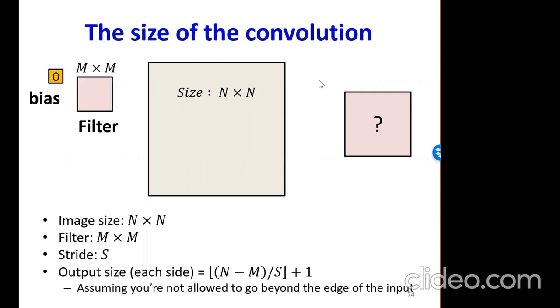So if you have a filter of size m cross m, the output is going to be smaller than the input by m minus 1 columns and m minus 1 rows. Now, in many situations, this reduction in size is something that's not acceptable.